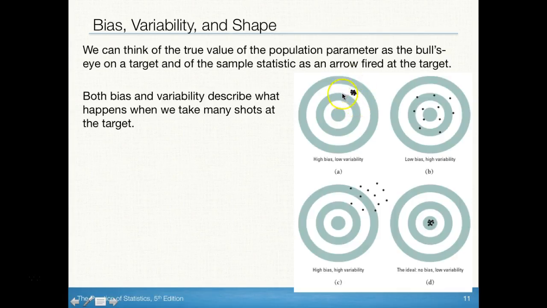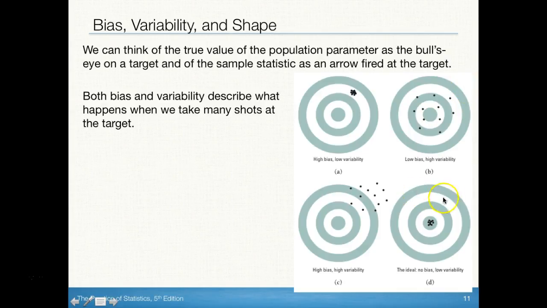It's nowhere near the center of the target, nowhere near the center of the true population parameter. This is a bit better. However, there's a lot of variability here. Yes, we're centered around the center of the target here, but we're quite a bit off in terms of variability. One of our arrows might be close, or we could be way off. We don't know which one it is.